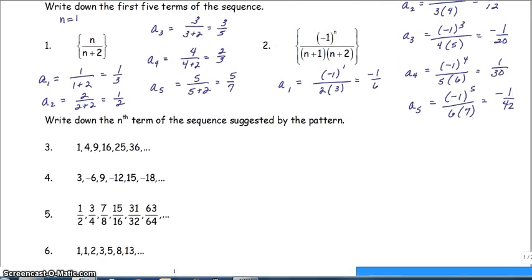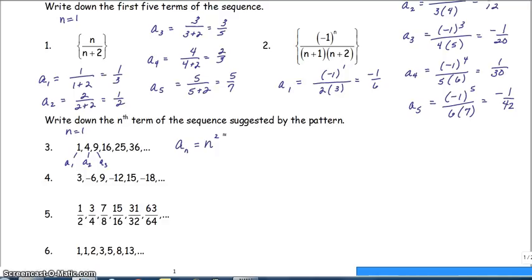Now in this next example, we need to write down the nth term, or the general term, represented by the pattern that we're given. And so we're given the first 6 terms. We need to find a way to represent that pattern using n. So remember, we start n at 1. So in this case, a sub 1 is 1, a sub 2 is 4, a sub 3 is 9, and so on. And we need to find the general way to represent that. So what I notice is that if I take n, or my subscript, and I square it, I get the value of the term. So I can say that a sub n is equal to n squared.